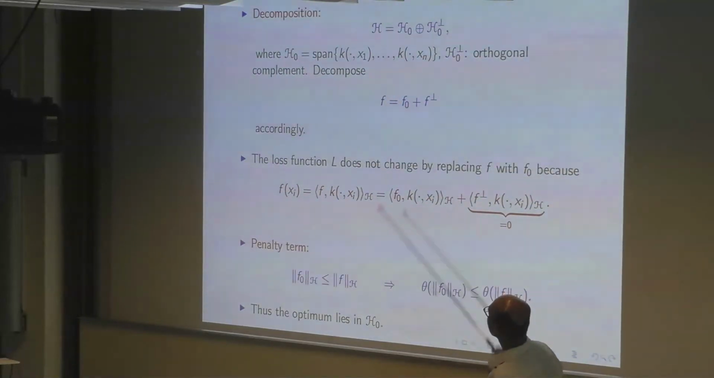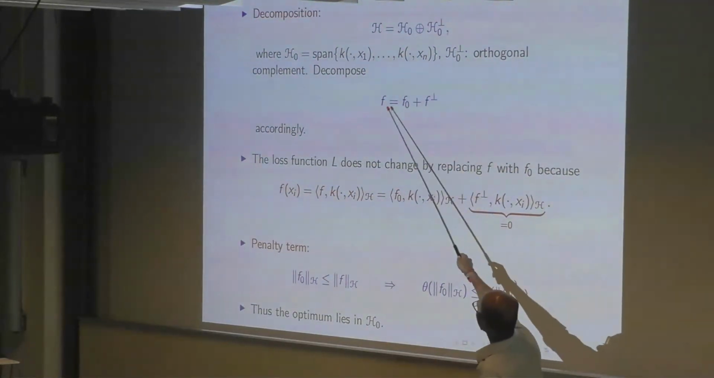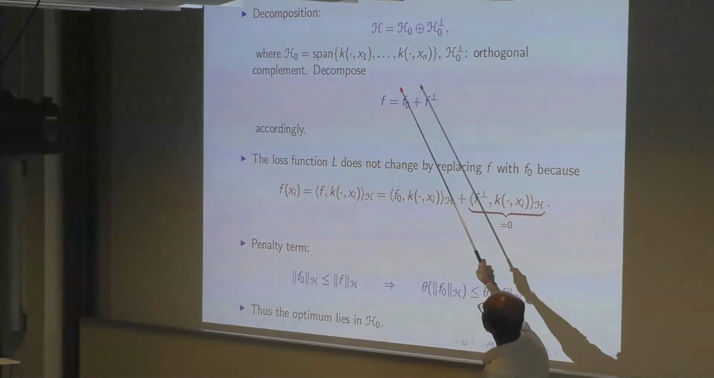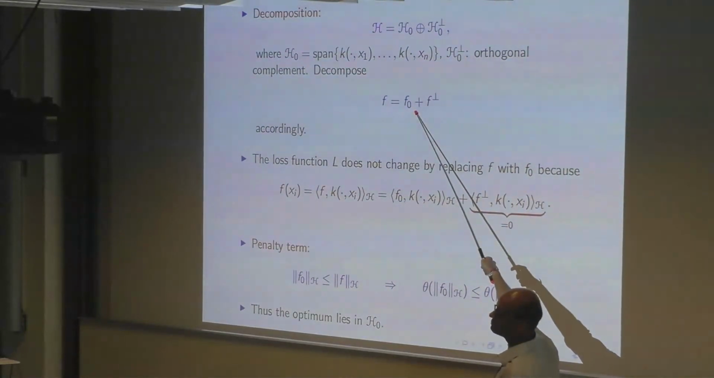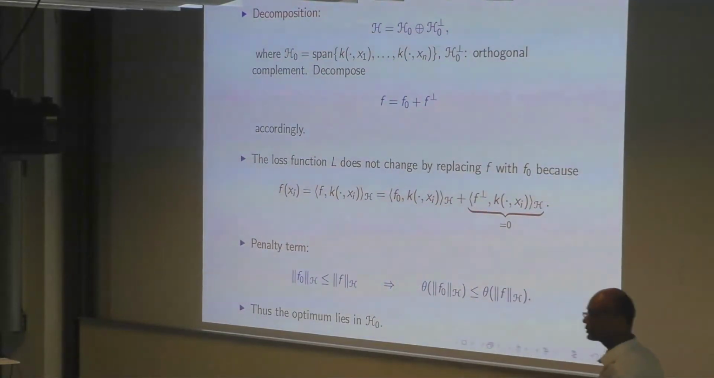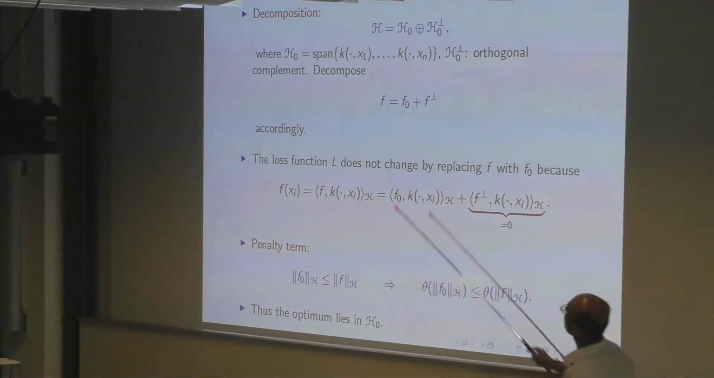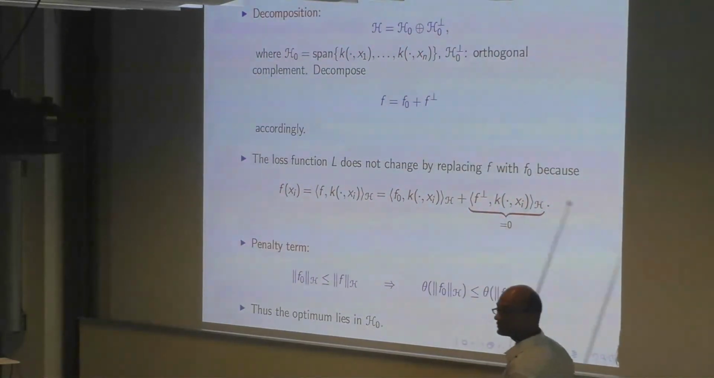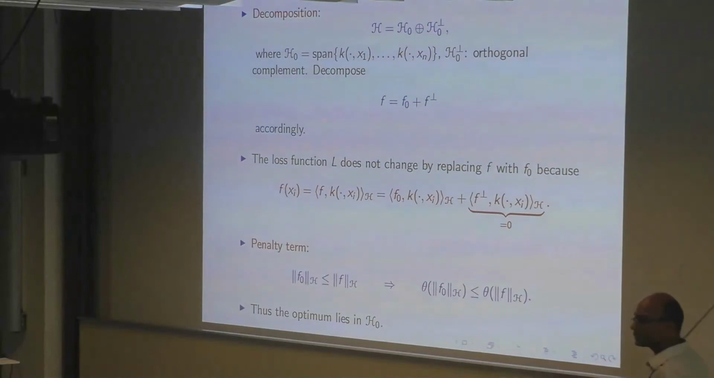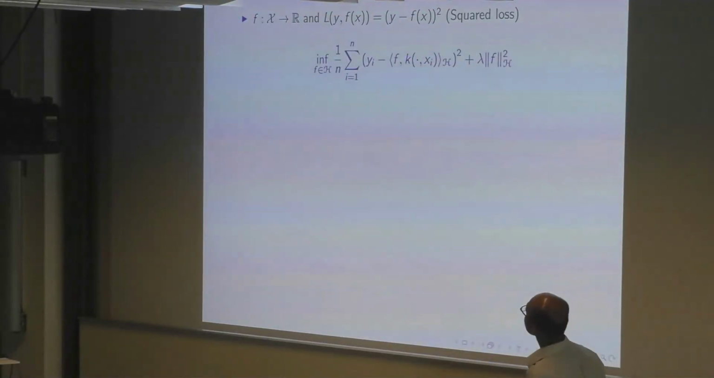Okay, but on the other hand, for the penalty, because of this form, the norm of the function is always greater than or equal to the norm of f naught. Okay, and therefore the solution has to lie in this place. The proof is really trivial for the depth of the result it actually gives.